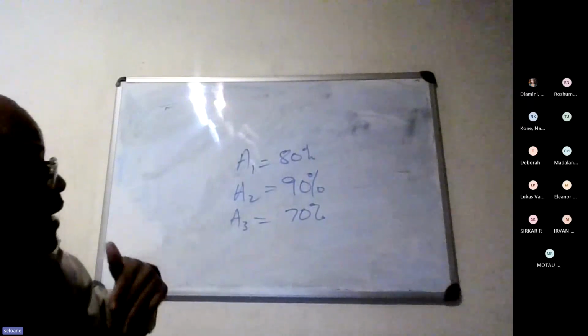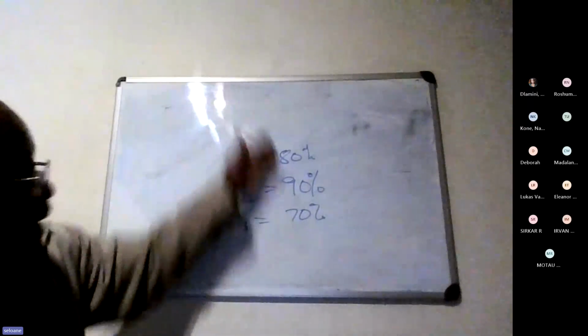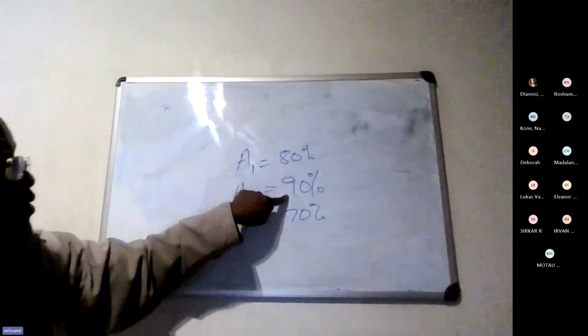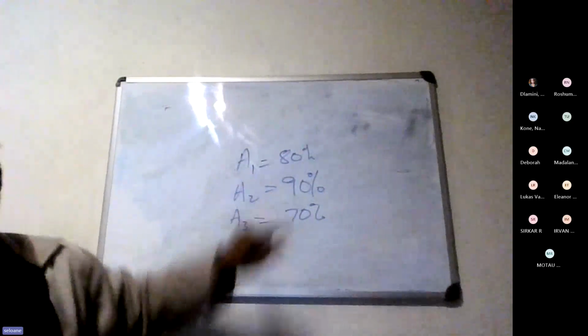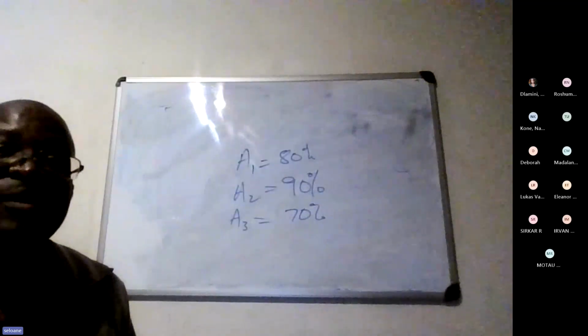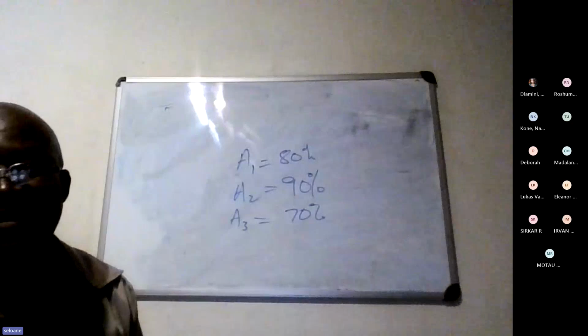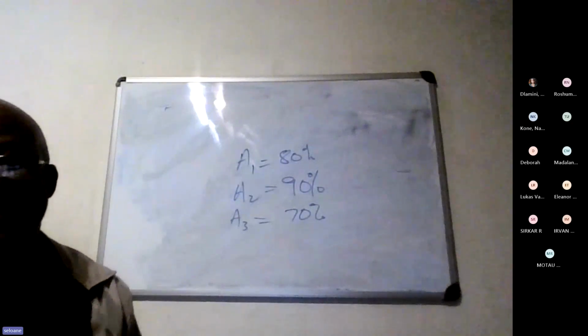How many assignments? 3. Then what about their marks? It will be 80 plus 90, 170, plus this, 240. Then it will be 240 divided by 3. Then it will be somewhere 80. Therefore, your average will be 80.